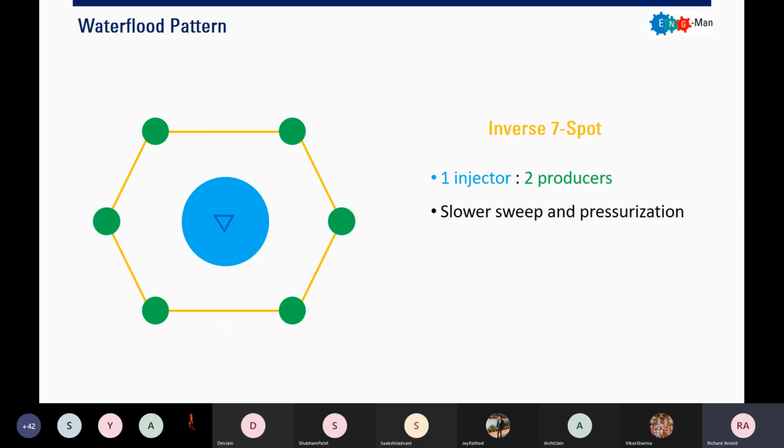We can also set up our water flood to be in first 7 spot, 1 injector, 2 producers, and then of course it will give you relatively slow sweep efficiency, slower sweep and slower pressurization.